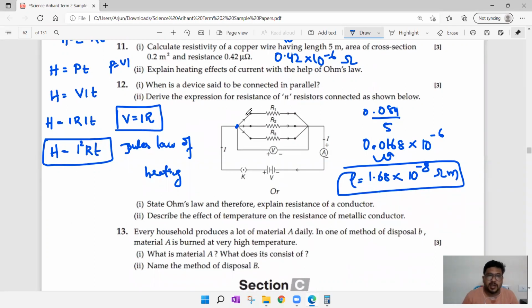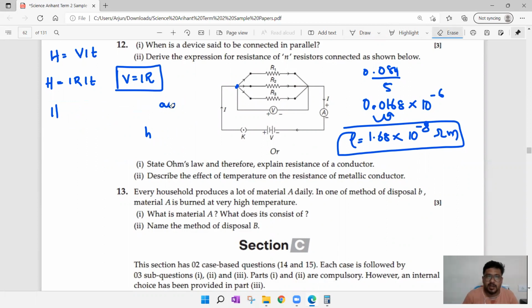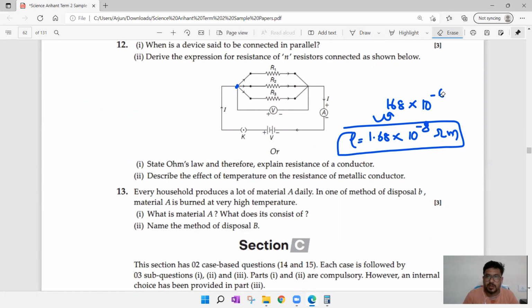Okay, number 2, derive the expression for resistance of n resistors connected as shown below. What they have done is connected all 3 resistors in parallel, and we have to derive the equivalent resistance formula. Okay, how to derive, we'll see. Just let me erase.